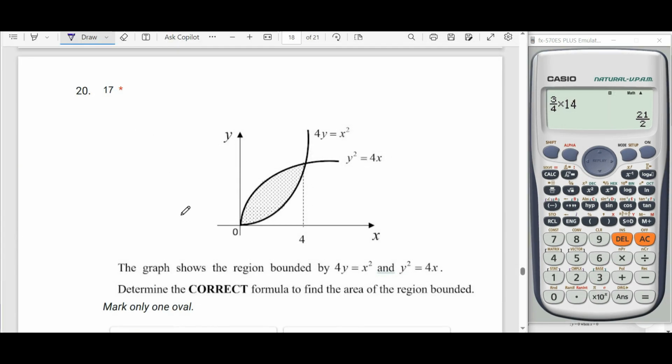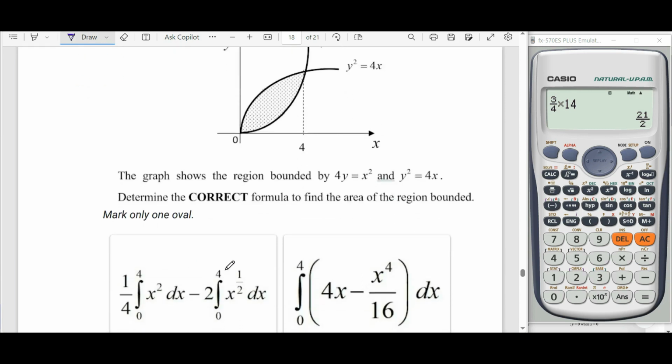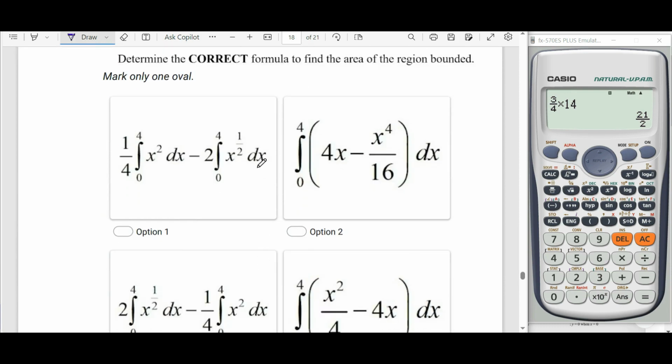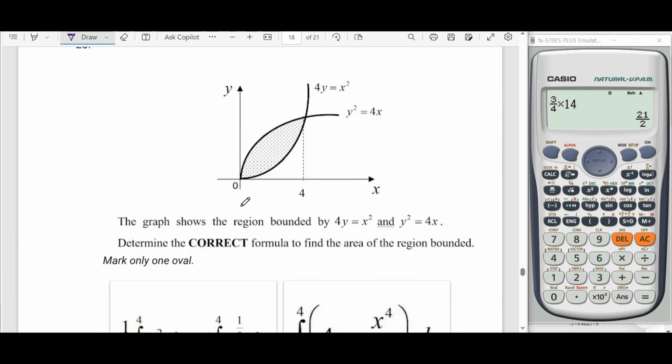Then for question 17, the graph shows the region bounded by 4y equals x squared and y squared equals 4x. Determine the correct formula to find the region bounded. So do you want dx or dy? Since you see your options here are dx, it means we're going to look at it vertically, referring to the x-axis. When you refer to the x-axis, you can notice that we have the two-curve concept and our region doesn't attach to the x-axis. Therefore, to find the area, the lower limit is 0, up to the upper limit 4.